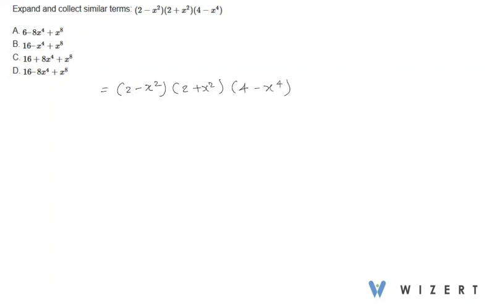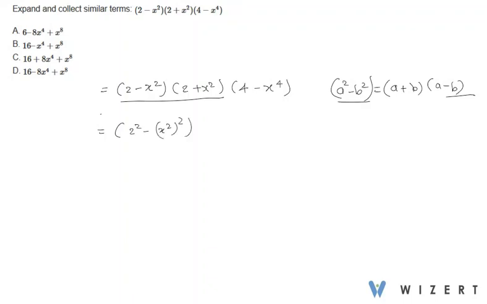Now in order to expand this, we observe these two terms. These two terms look like this: (a plus b) multiplied by (a minus b). So we can use the identity here: a² minus b² equal to (a plus b) multiplied by (a minus b). So this will equal to this. So here a is 2 and b is x². So that will be 2² minus (x²)², 4 minus x to the power 4.